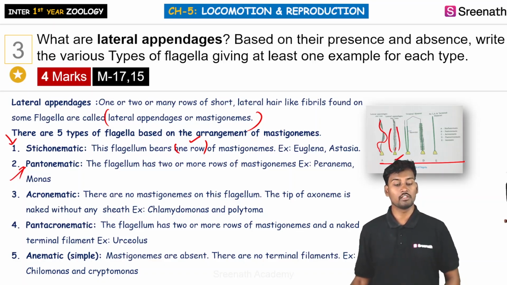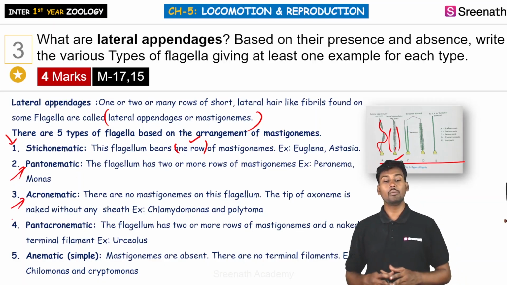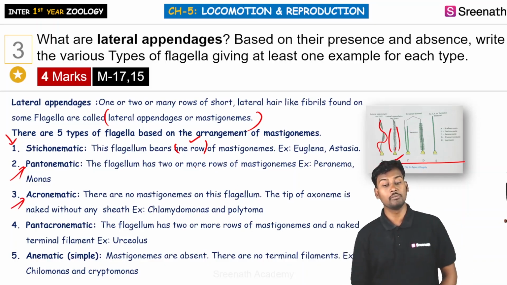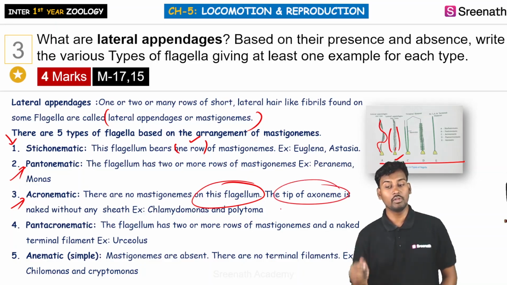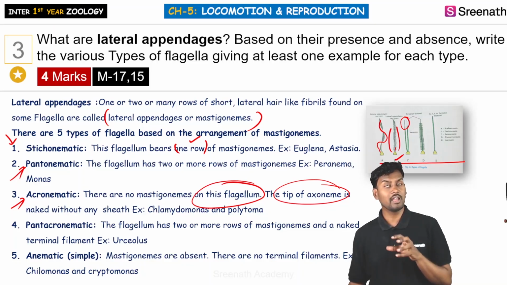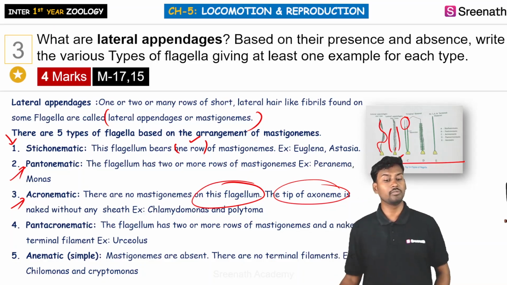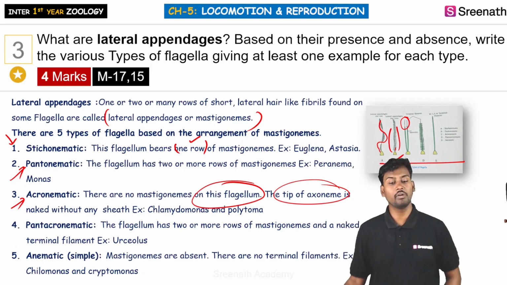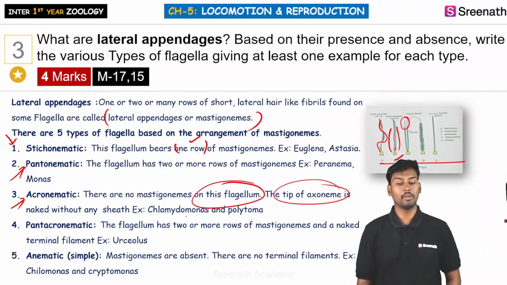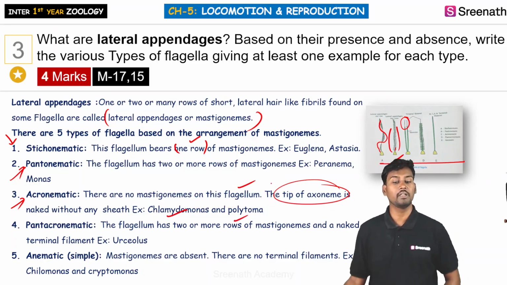Example: Monas. Next is acronematic. Acronematic means there are no lateral appendages or mastigonemes present at the tip of the flagellum, that is, we don't see any lateral hair-like structures, the fibrils, at the tip of the flagellum. The example is Chlamydomonas and Polytoma.